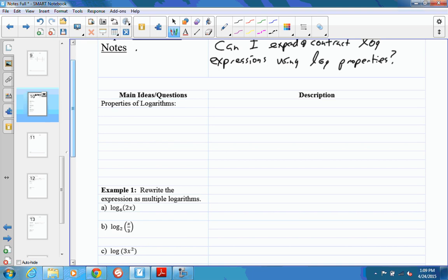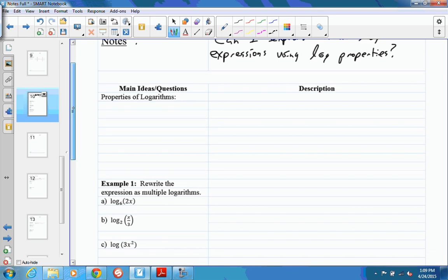Not a lot of people are using it, so the change of base formula I'll show you at the end. It's still important, but we won't use it super actively. So the first property of log is the product property. I'm just going to write product. The second one I'm going to use is the opposite. It's the quotient.